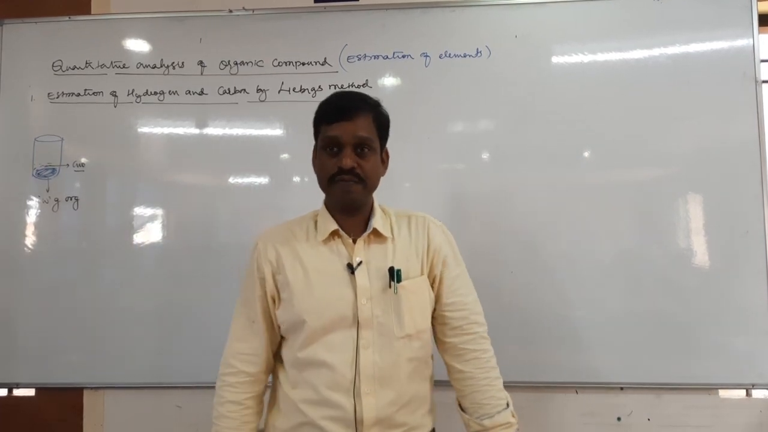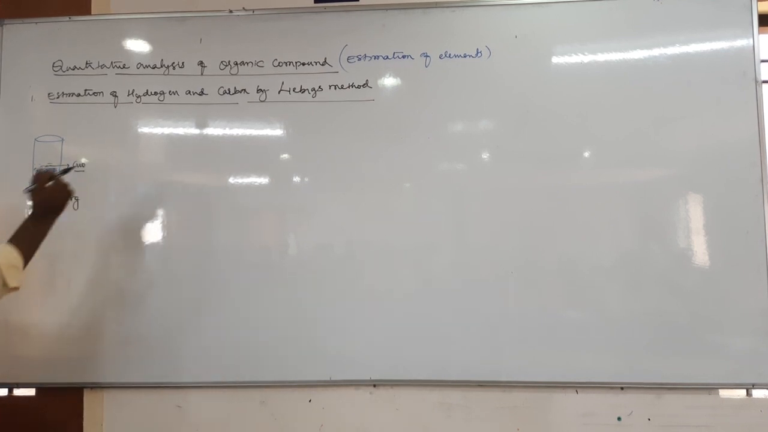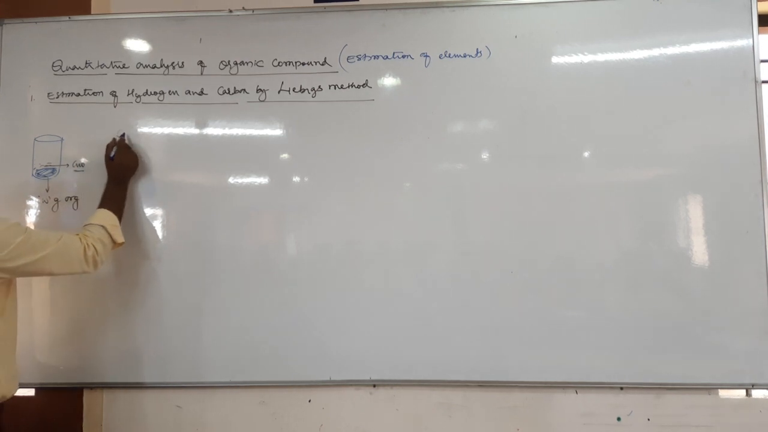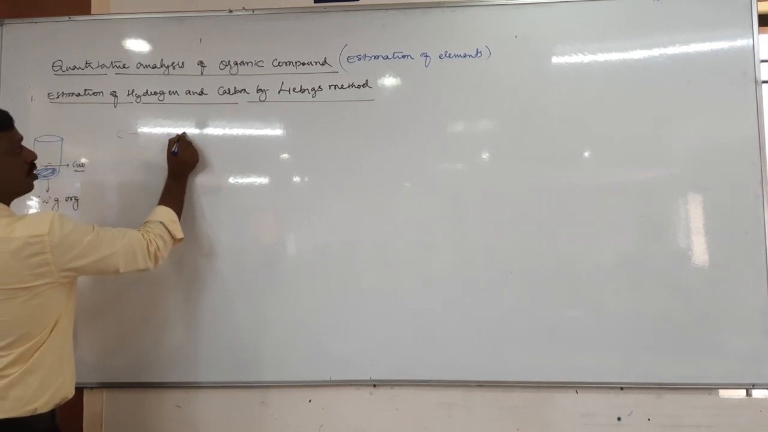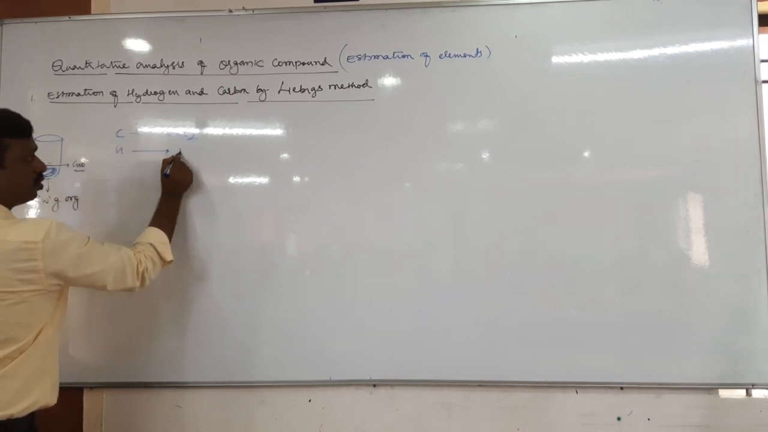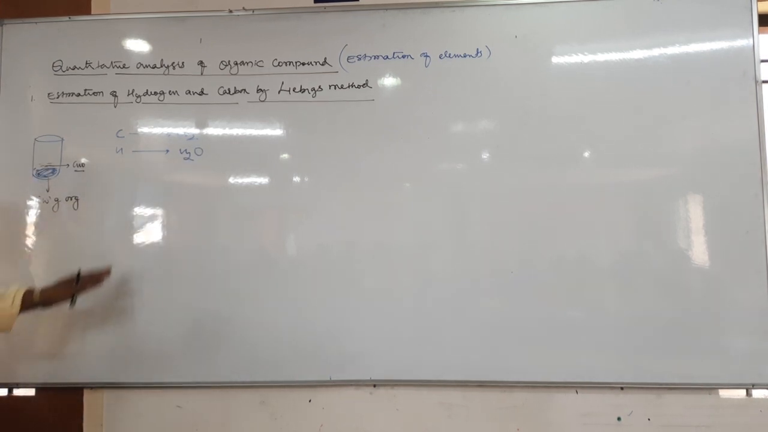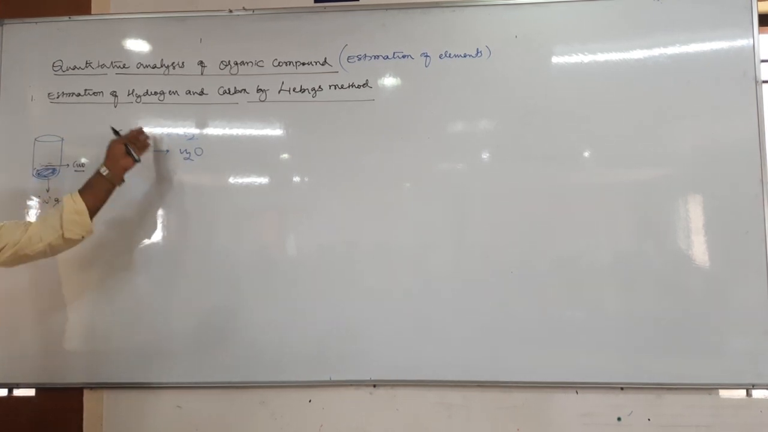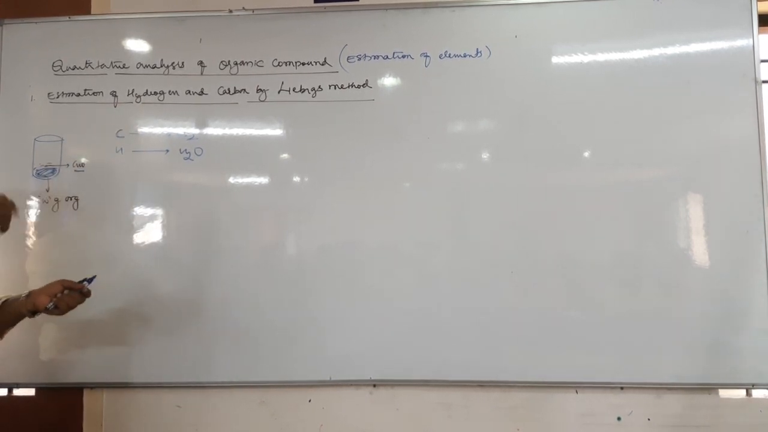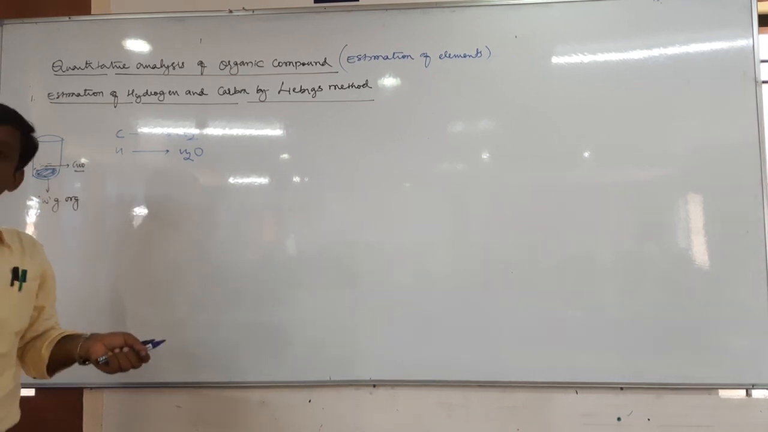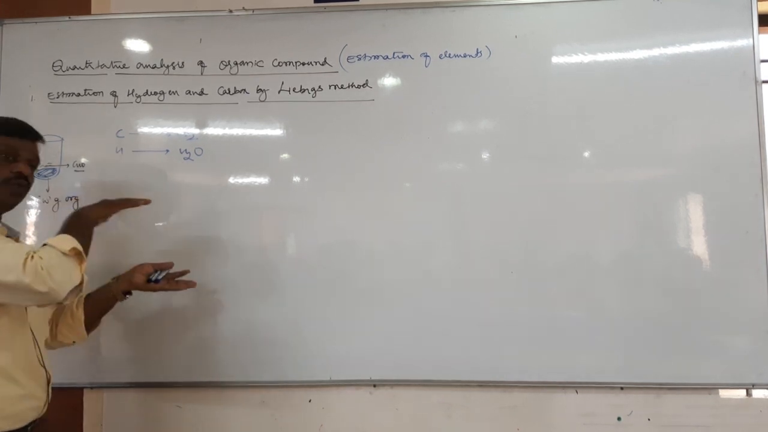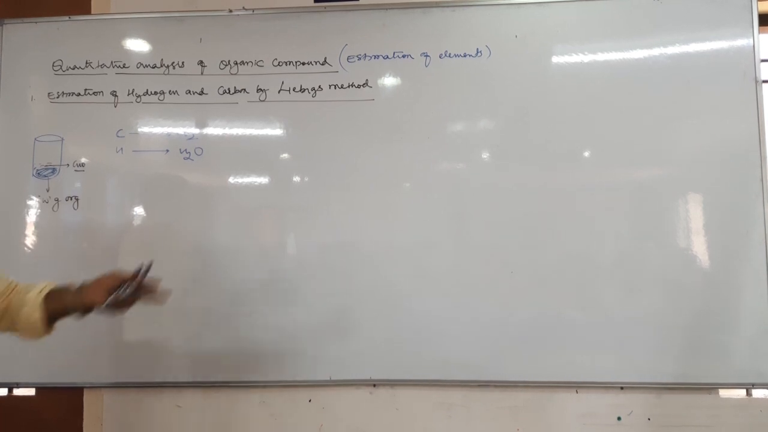Anhydrous calcium chloride. So what we do here, this gets heated, and the carbon present in the organic compound is converted into carbon dioxide, and the hydrogen present is converted into water. Now how much carbon dioxide is liberated? You cannot get the weight directly. Therefore this carbon dioxide should be absorbed by KOH. That means this CO2 is allowed to pass over KOH solution, which absorbs the CO2.